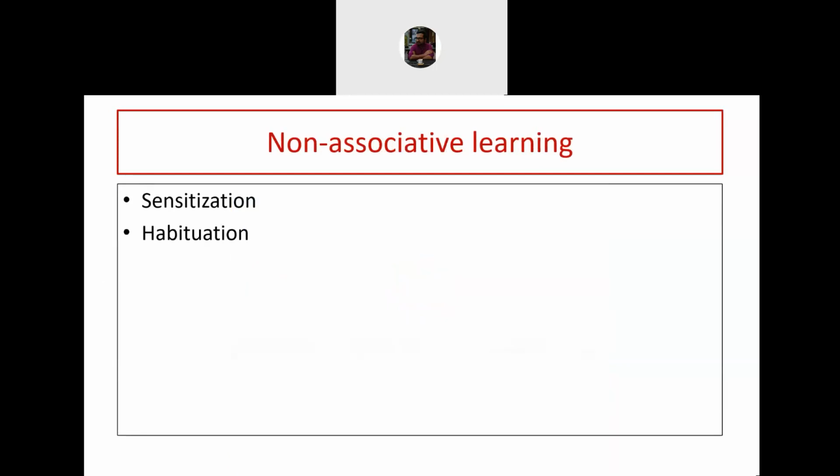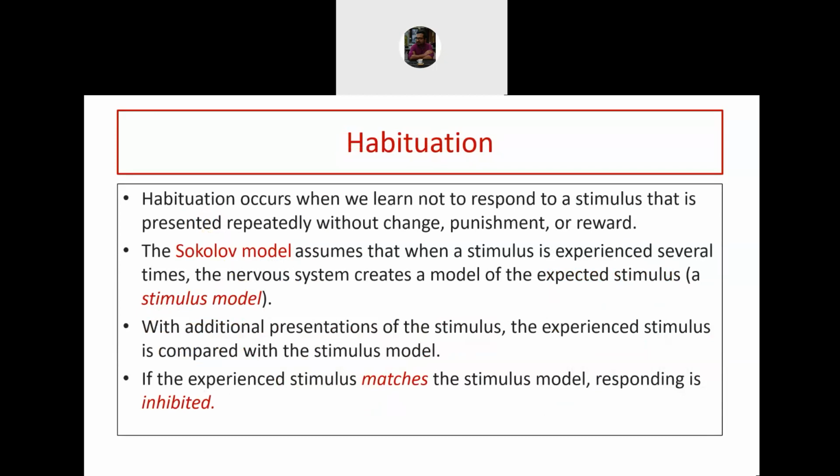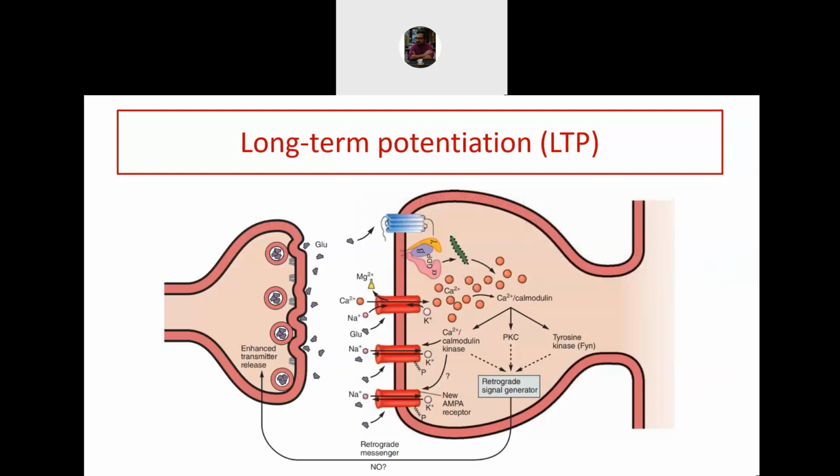Non-associative learnings include sensitization and habituation, and they operate through reflex pathways. Sensitization is because of a facilitator neuron which releases serotonin and increases calcium, whereas habituation is due to some unexplained mechanism that decreases calcium. Long-term potentiation consolidates memory, and it explains why repeated practice makes us perfect. So up to this, is this clear to everyone? It is the long-term potentiation that leads to neuroplasticity. So long-term potentiation is the cause and neuroplasticity is the effect.